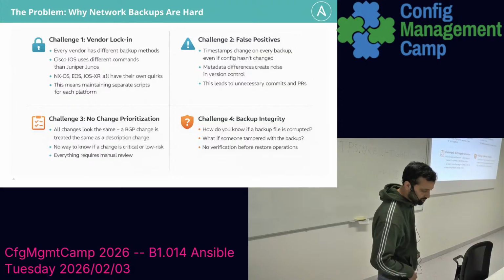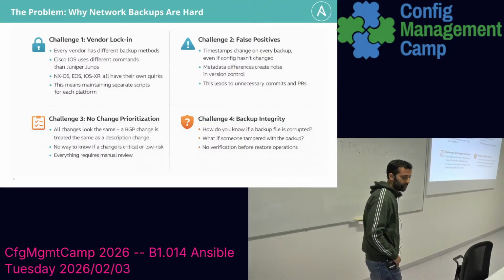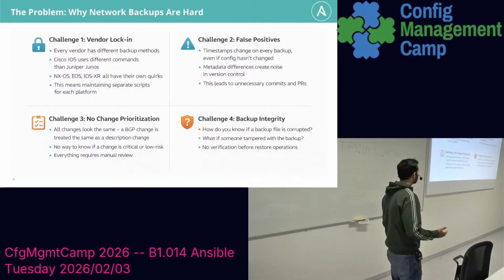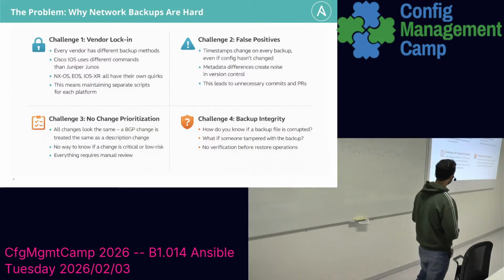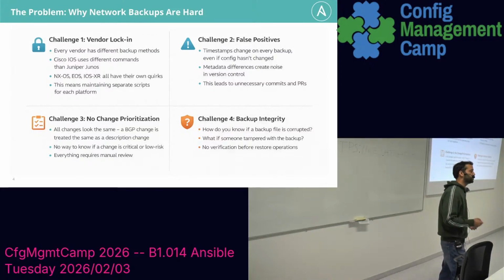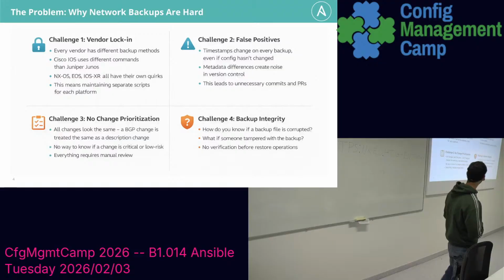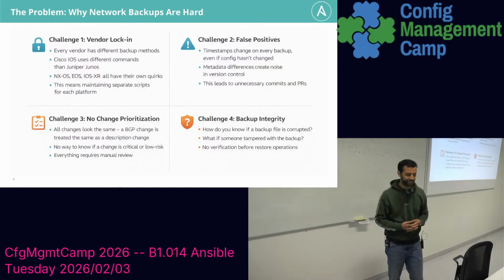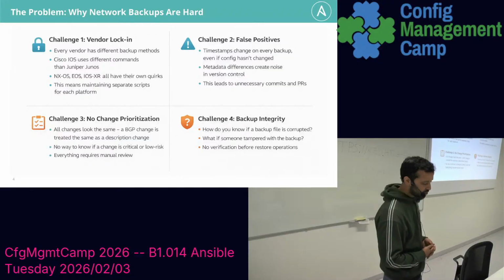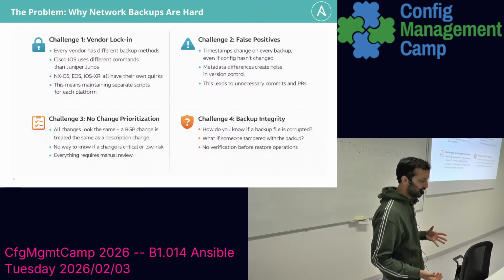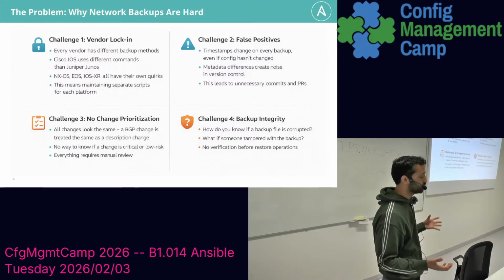Challenge number 3 would be no change prioritization. Most of the time, all of the changes are going to look the same. Changing a description on an interface is going to be treated equally compared to someone crashing your BGP, I mean, a potential change which could cause that crash. So there is no way to know if a change is critical or low risk, so you have to be very careful around those changes.